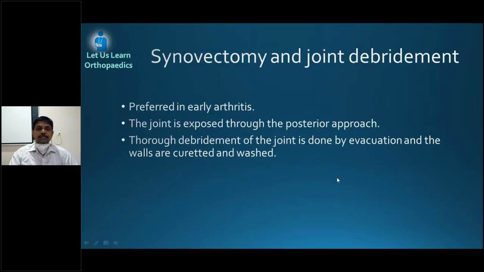Synovectomy and joint debridement are preferred in early arthritis. The joint is exposed through the posterior approach, and thorough debridement of the joint is done by evacuation, and the walls are curetted and washed out.